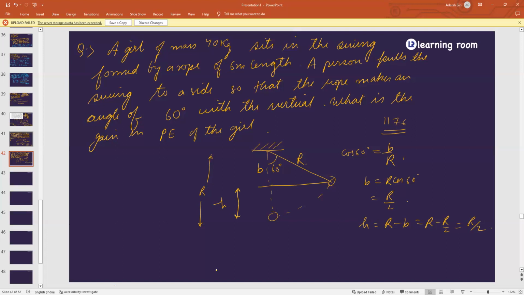What is the radius given? 6 meter radius is given. So H is 6 by 2, that is 3 meters. Now the gain in potential energy is P equals mgh only. That will be m is 40 kg, g is 9.8, and h will be 3 meters. Whenever you answer anything, like in case of options, and you do not get the answer, always try to switch to 9.8 immediately. You'll get 1176, because 1176 and 1200 is a huge difference.